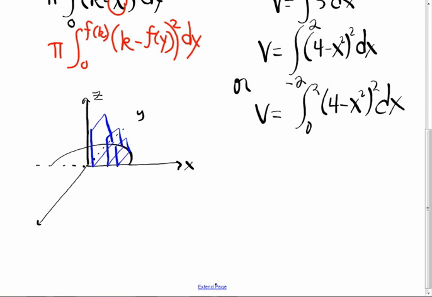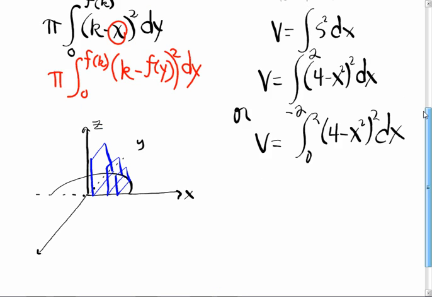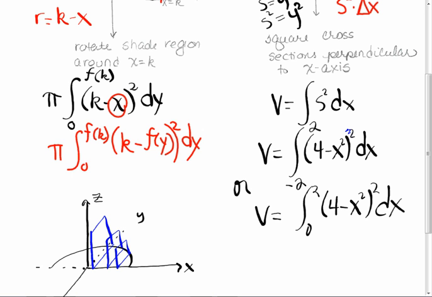I get this. Since 4 minus x squared is already equal to y squared, do we need to square it again? Oh, did I mess up? I think I did. That is y squared, so you're right. I don't want the squared here.